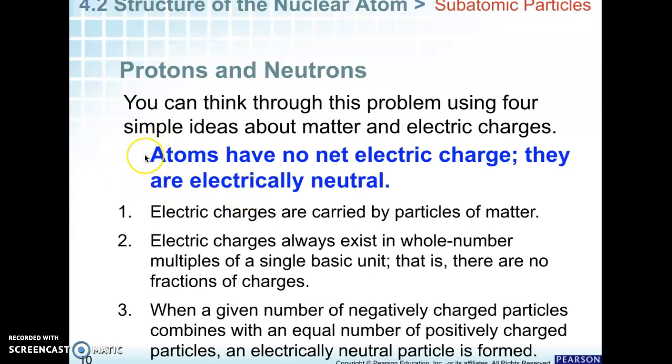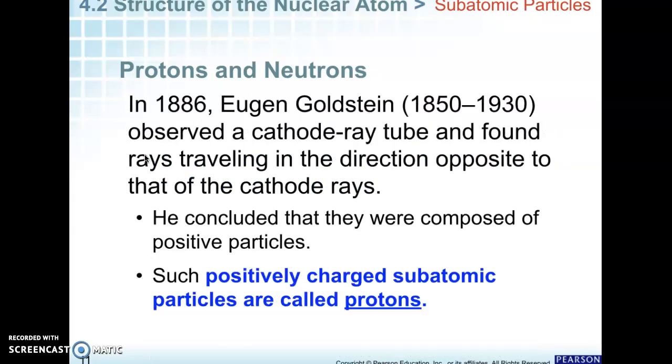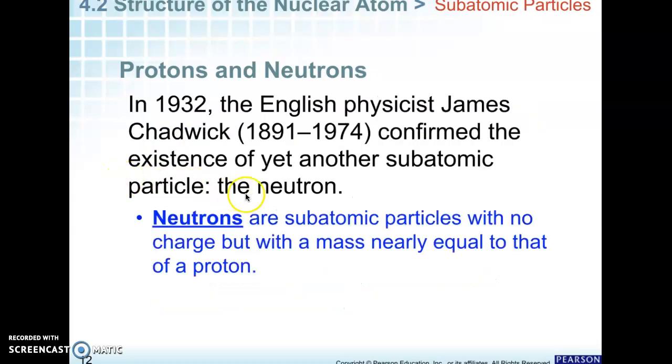But you want to record this. Atoms have no net electric charge. That means they're electrically neutral. So that means the positive charge and negative charge have to cancel each other out in an atom. Okay, so then the positively charged subatomic particles are called protons. And then neutrons are subatomic particles with no charge but with a mass nearly equal to that of a proton.